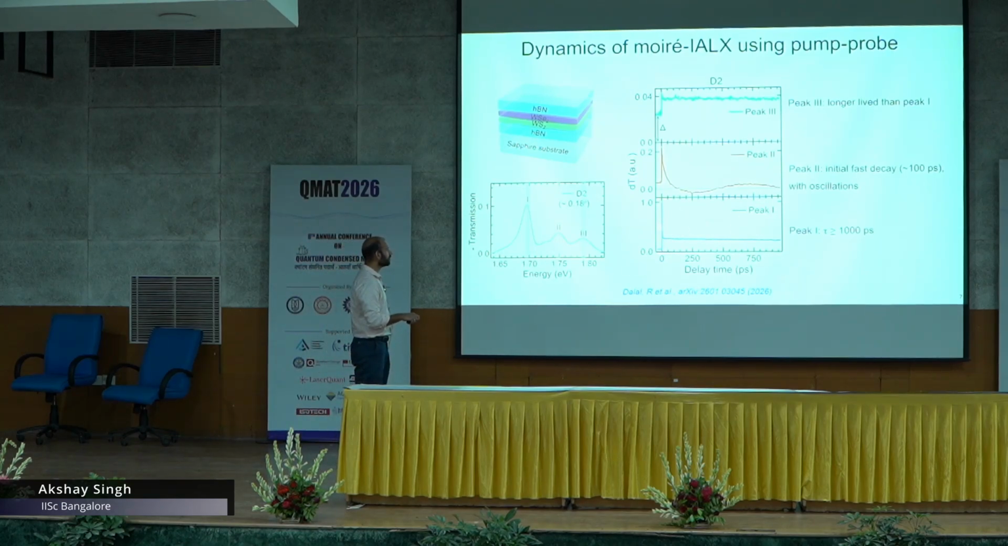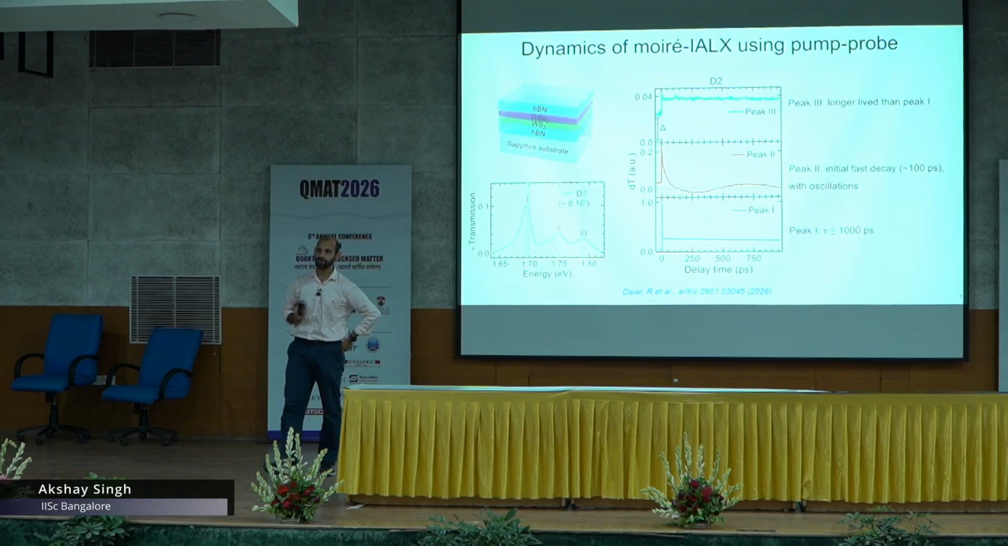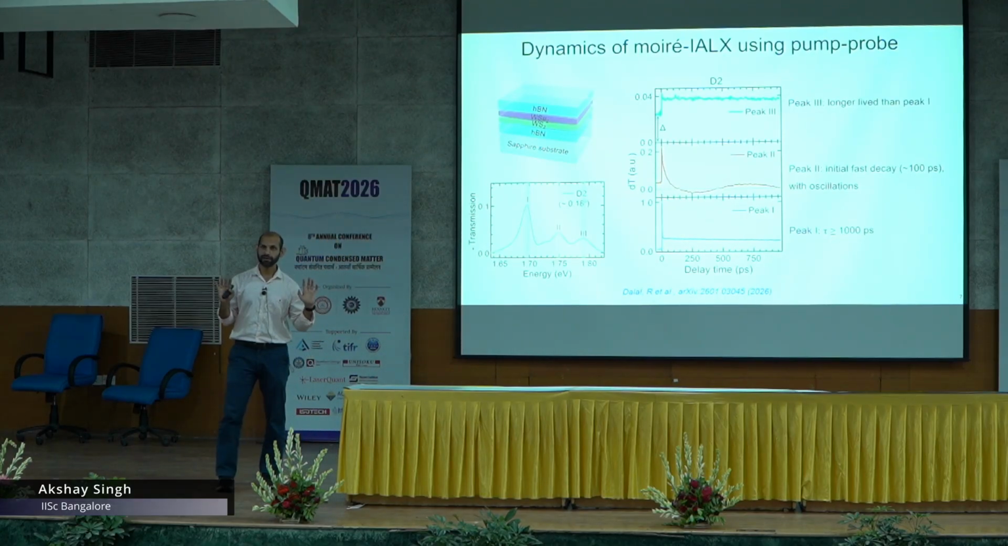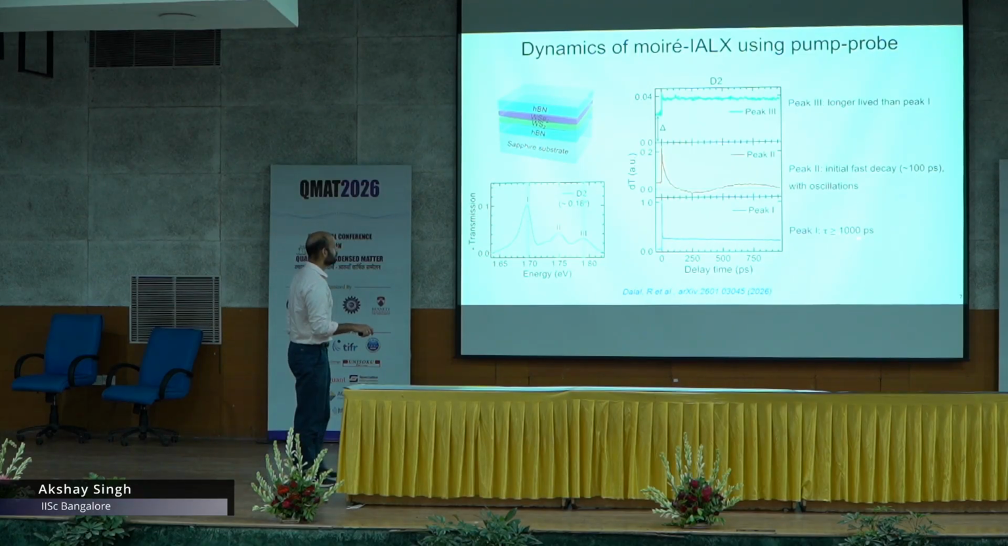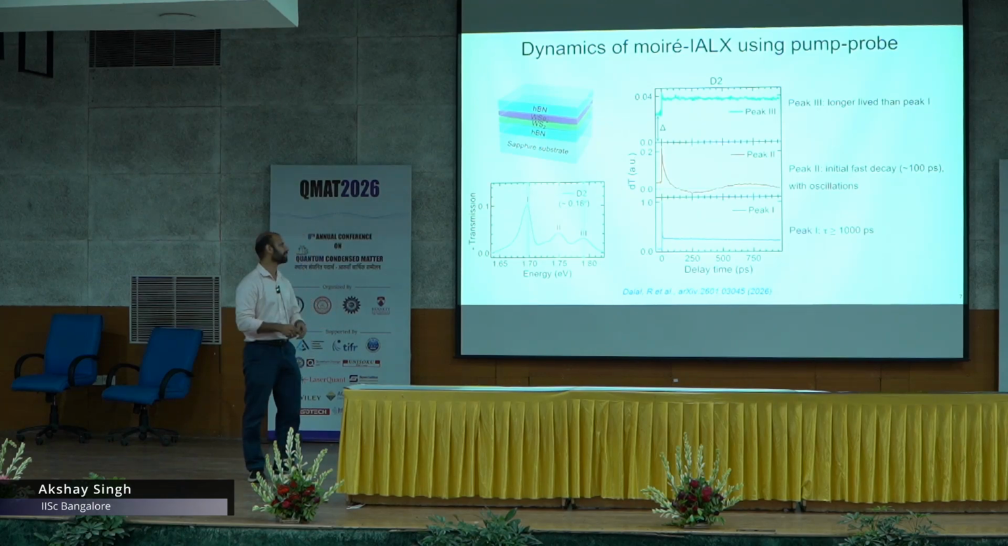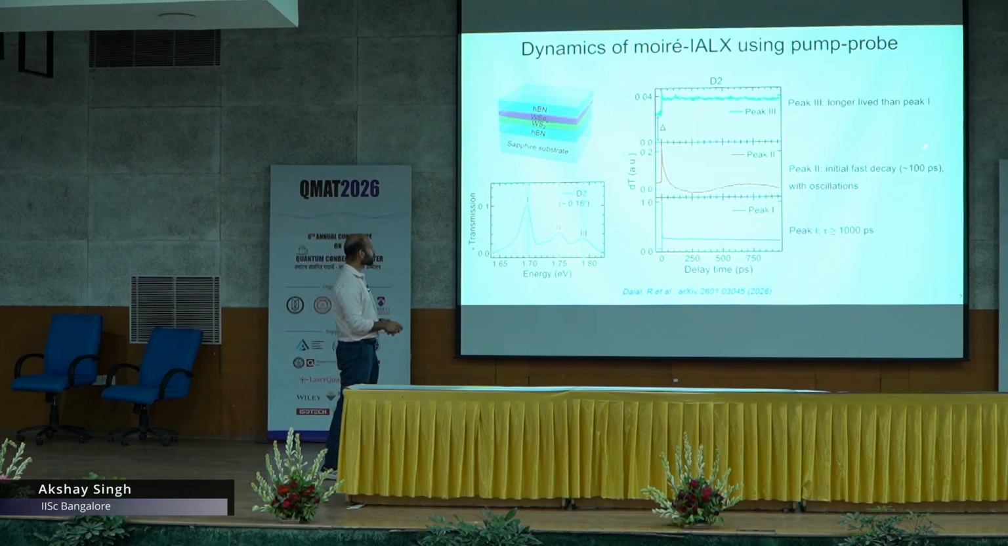For peak 1, there's this sort of coherent artifact initially, what we think is a coherent artifact. And then you have very slow dynamics. The peak 1 decay is about 1000 picoseconds. Remember, for a monolayer WSe2, the lifetime was about 5 to 100 picoseconds. So this is already at least an order of magnitude, if not more, longer lifetime for this peak 1. So the moire is dramatically changing the lifetime of these excitons.